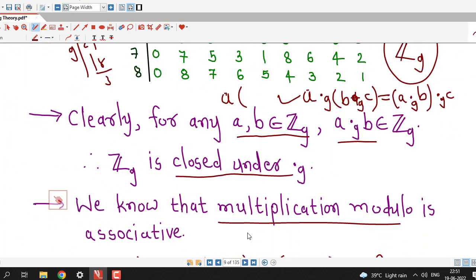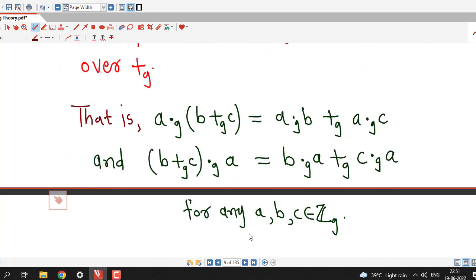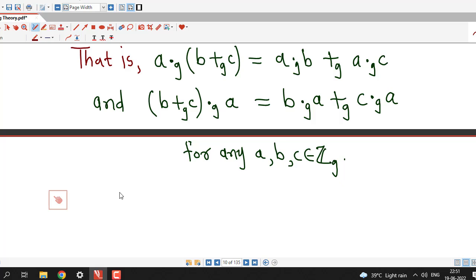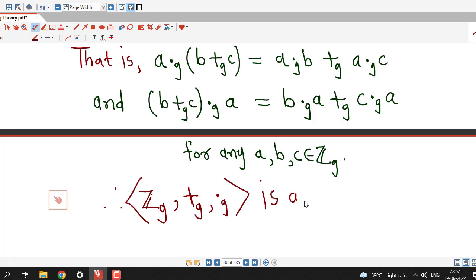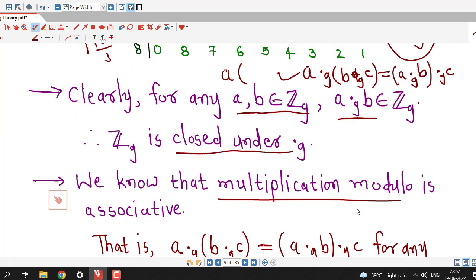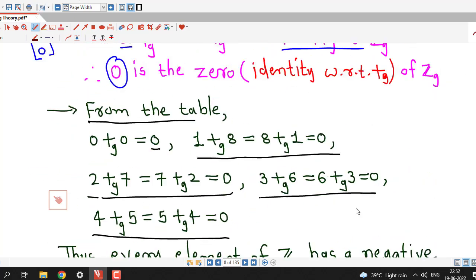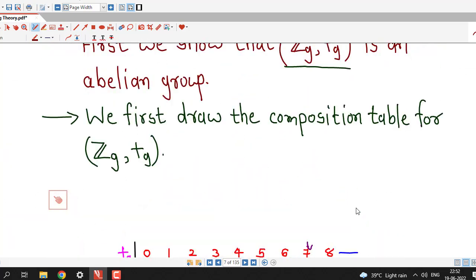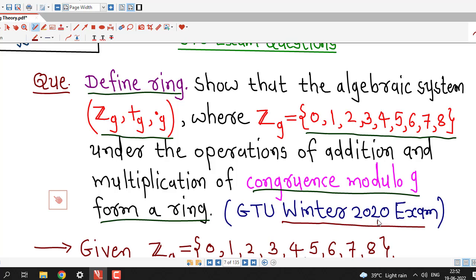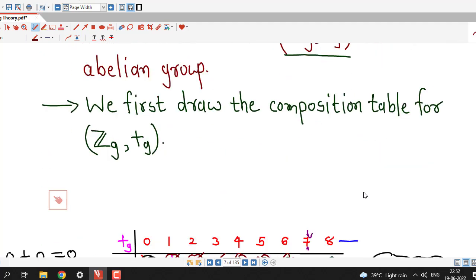So in this way we have to write all these properties systematically, and we can see all the properties are satisfied. Therefore Z9 under addition modulo 9 and multiplication modulo 9 is a ring. So this question was asked in the winter 2020 exam, and this type of question they can ask you.